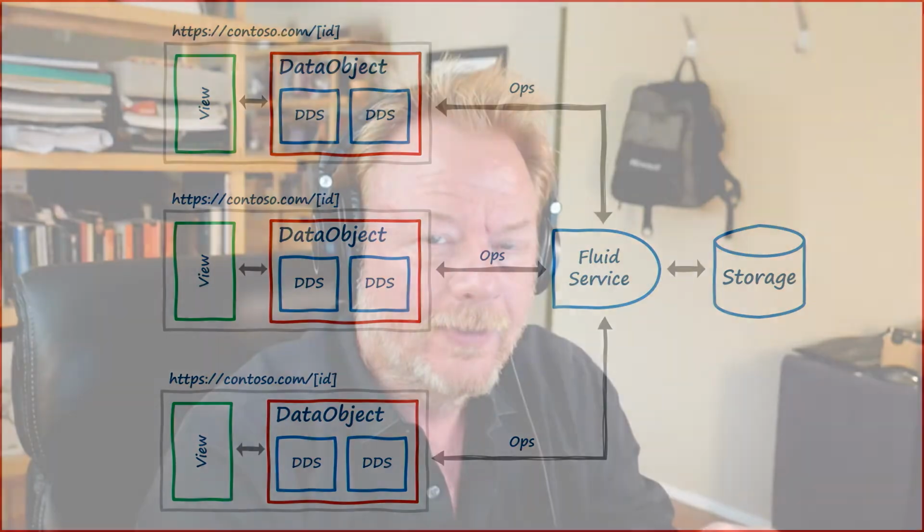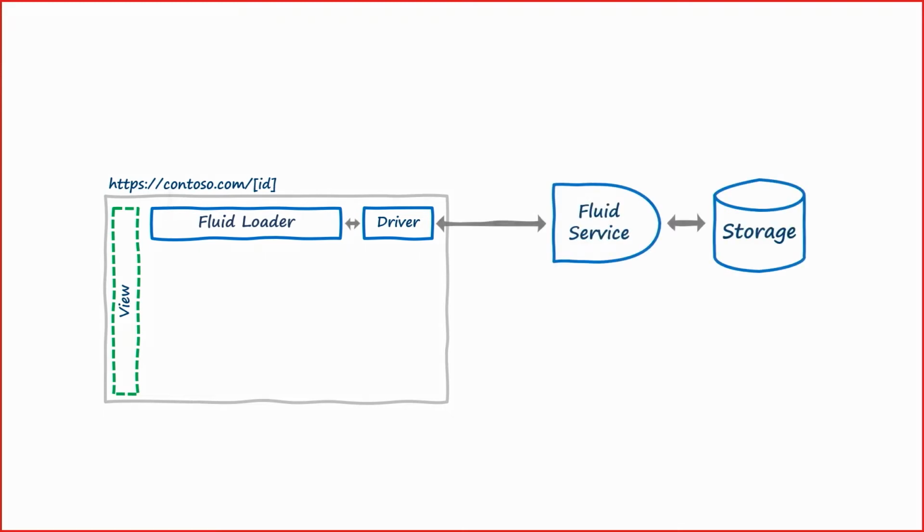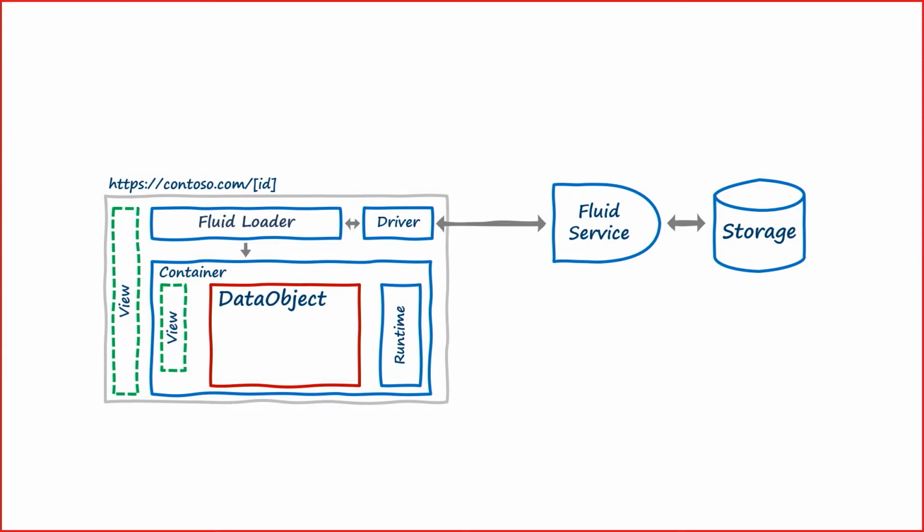So when you first load a Fluid application, there's a small piece of code that we call the loader, and its responsibility is to take the URL that loaded the application, and it uses that URL to reach out to a Fluid service to fetch information that tells it what code to load into the application. Now, this code is not stored in the storage.